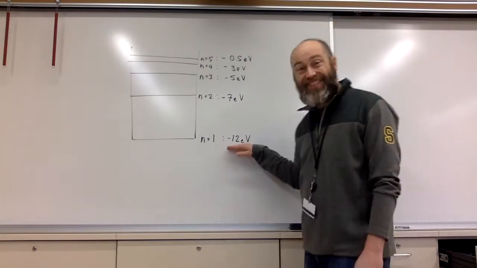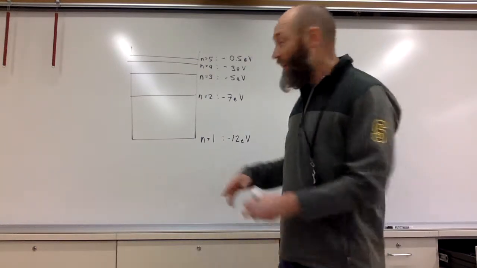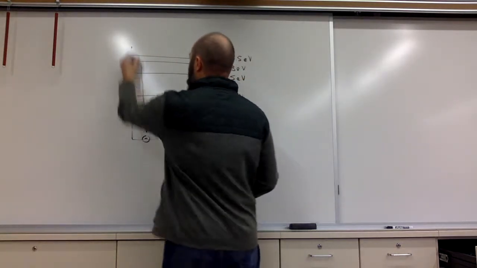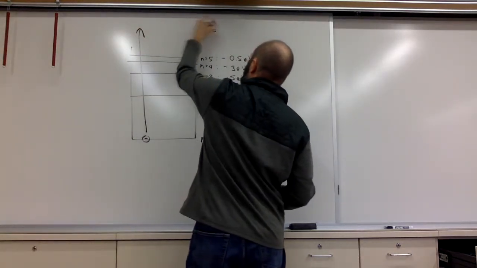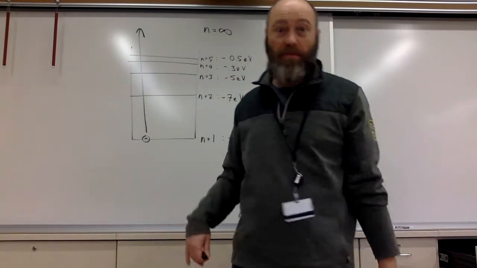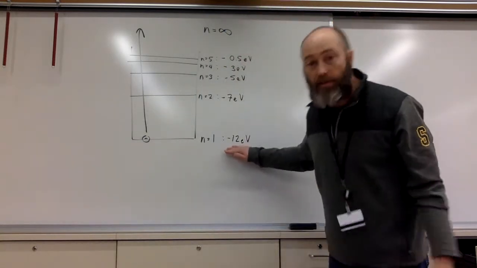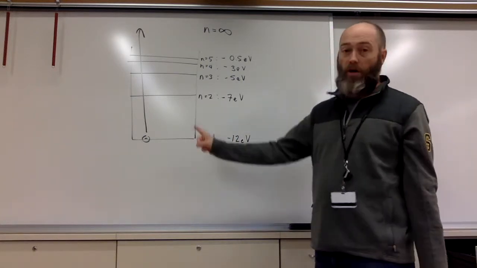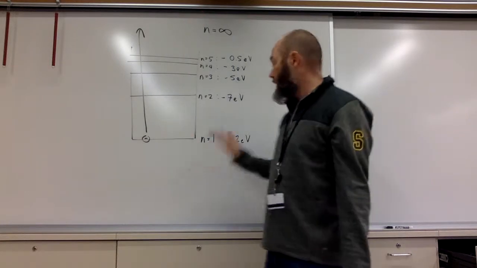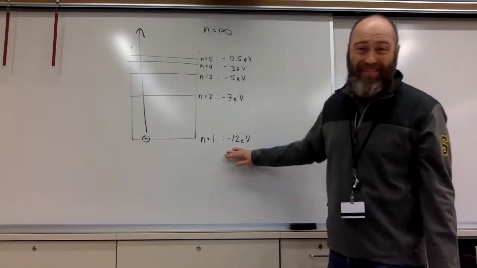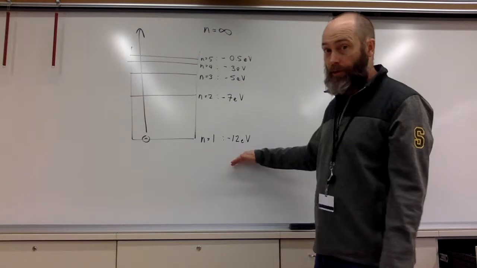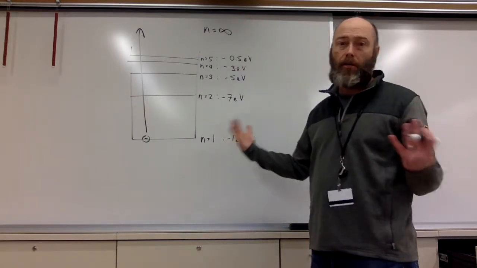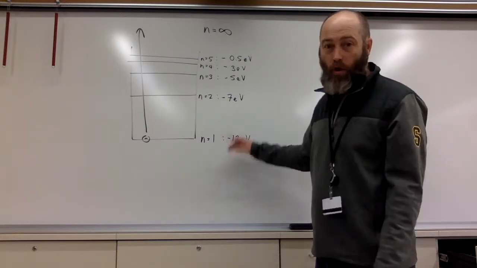The negative 12 is considered the ionization energy. Why is that? Because if I had an electron hanging out down here and this electron went to n equals infinity, which means it leaves, it would take at least 12 EVs of energy to cause that electron to leave the atom. Now, if it absorbed just 12, it would just barely leave the atom. If it absorbed 15, then there would be, or at least potentially 3 EV left over.